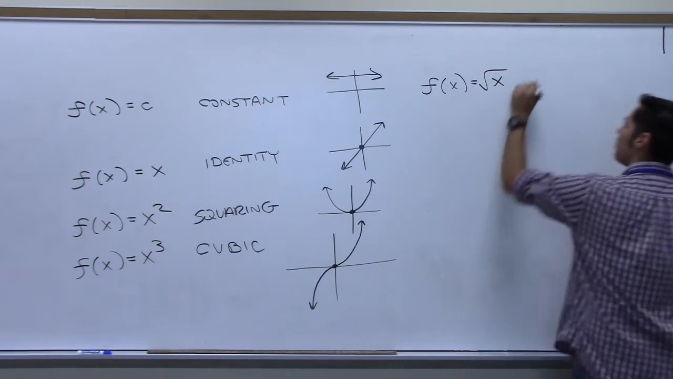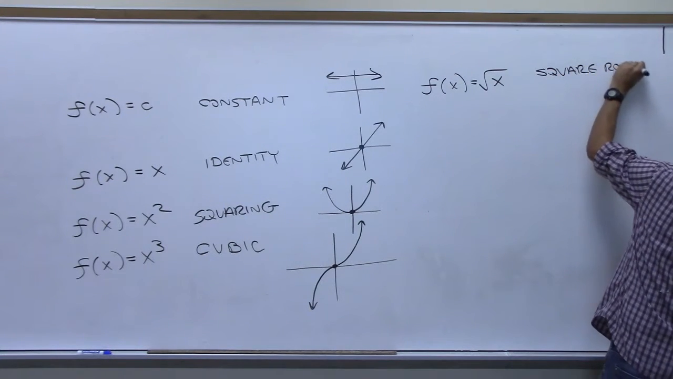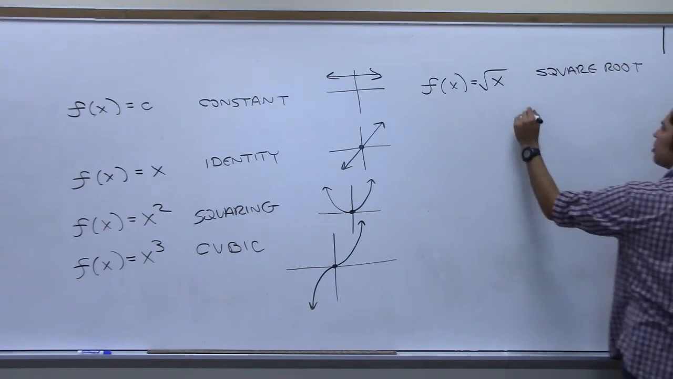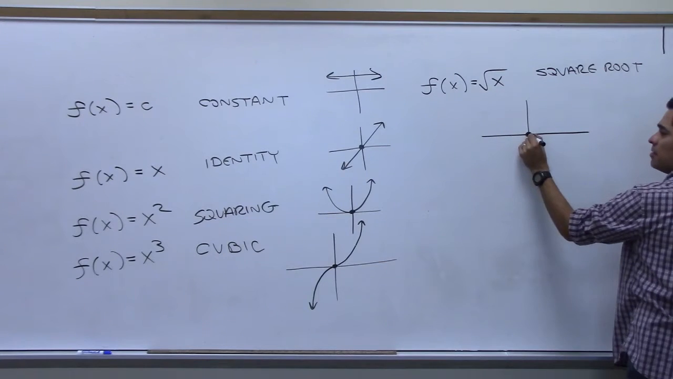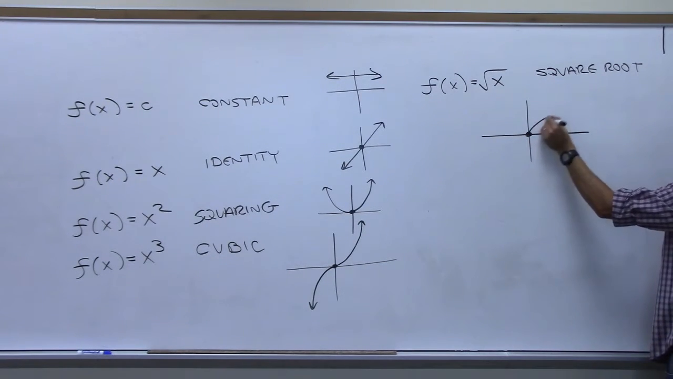Square root. Just call it square root. Yep, just the square root function. And its picture looks, well, it does have that point, right? 0, 0 still there? Yes. And then it just goes out to the right.